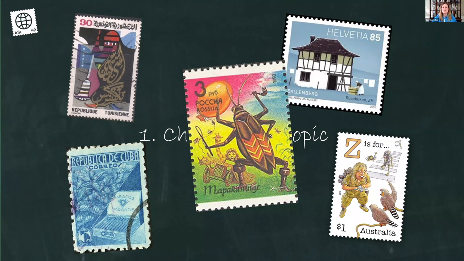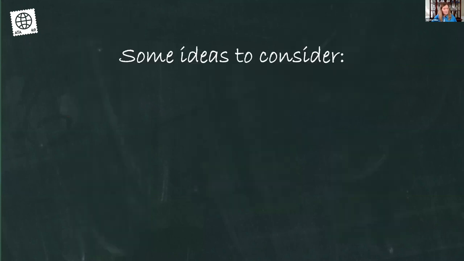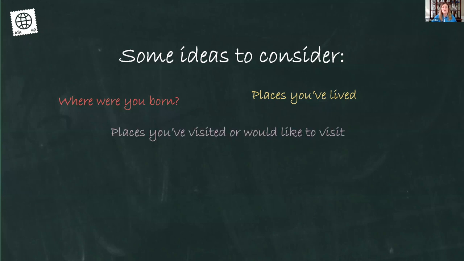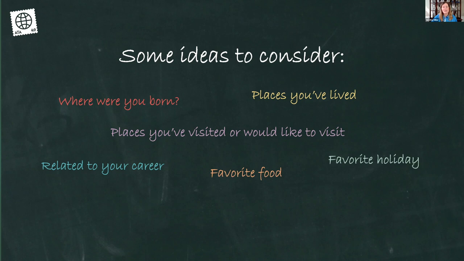So if you need some help deciding, here are some things that you can think about. Where were you born? Places you've lived, places you visited or would like to visit, something related to your career. I have a few coffee stamps in my collection. Perhaps your favorite holiday. We have a huge Christmas study unit. Your favorite food. Yes, I also collect potatoes. Other hobbies that you have, stamps with knitting, pottery, gardening. You could have fruits and vegetables, or maybe stamps about stamp collecting, or stamps on stamps.